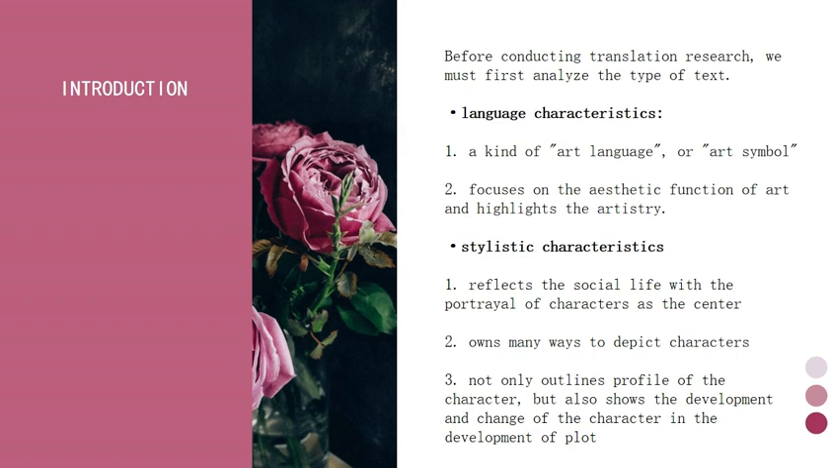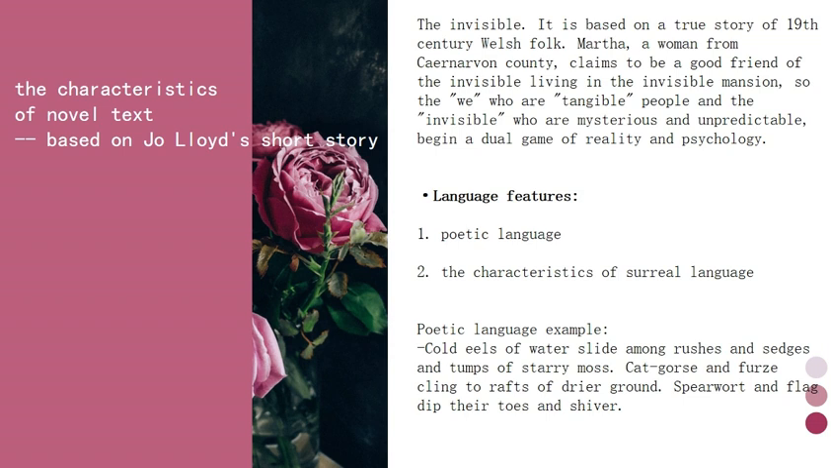It not only outlines the profile of the character, but also shows the development and change of this person in the development of the plot. As a kind of literary translation, novel translation basically covers all issues involved in this field, including language, history, culture, folklore, and some others. Next, I'll take The Invisible as an example to explore and summarize features of the novel text and key issues in translation. It is based on a true story of 19th century Welsh folk.